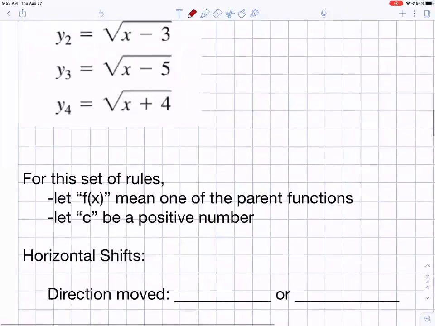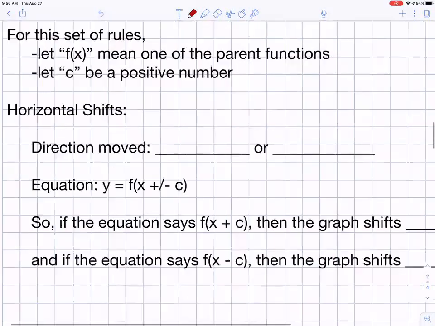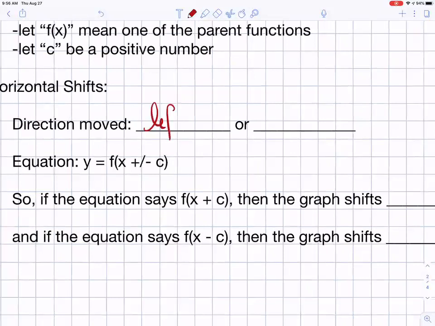So, again, set of notes. F of x is one of my parents. C is a positive number for now. Which direction are we moving here? Left or right? Okay. Now, you'll notice here that my C is now on the inside of the parent. It's on the inside. Look, if you are like, what? Go back and look at the last set that we did like this. It was on the outside.